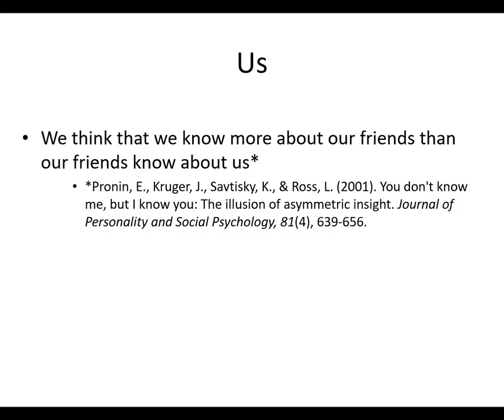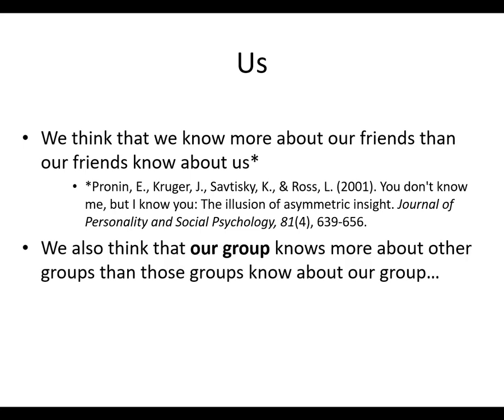My-side bias in the wild. We tend to think that we know more about our friends than our friends know about us. And this scales. So our friends constitute a group, and we will also think that our group knows more about other groups than those groups know about our group. And this is a basic observation.